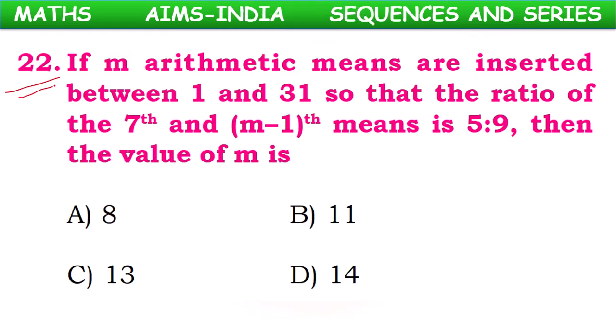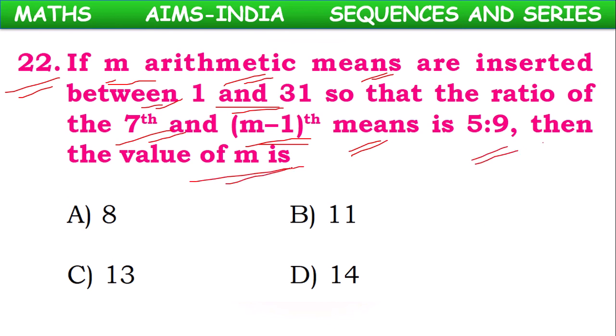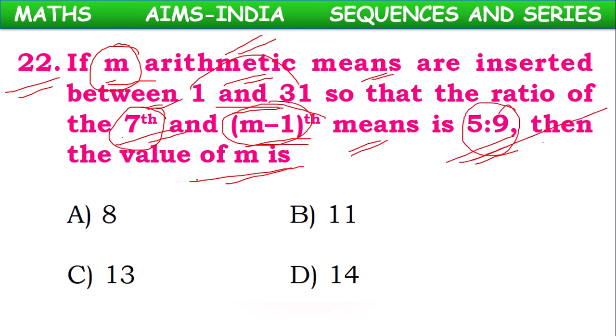Next children, 22nd. If m arithmetic means are inserted between 1 and 31, so that the ratio of the 7th term and the m minus 1th term is 5:9, then what is the value of m? There are m arithmetic means between 1 and 31, and the ratio of the 7th arithmetic mean to the m minus 1th arithmetic mean is 5:9. Then what is the value of m?